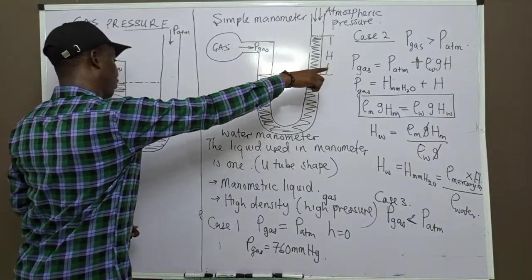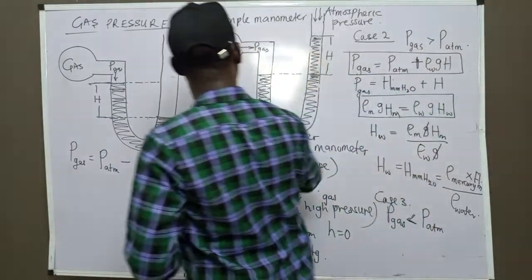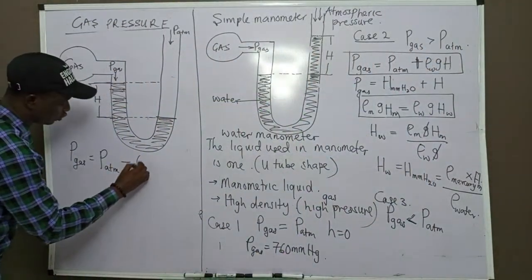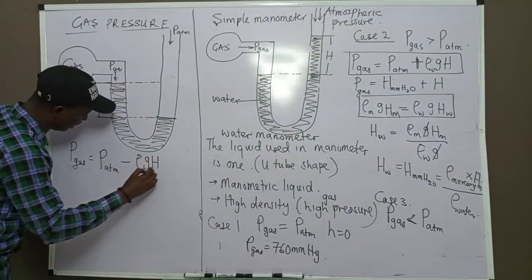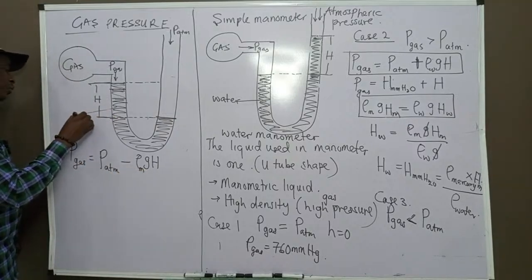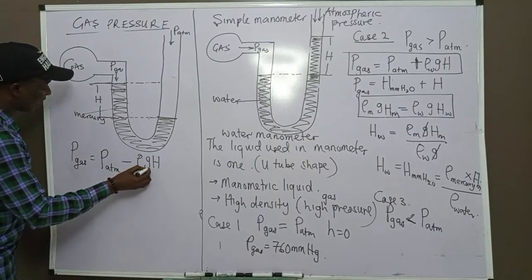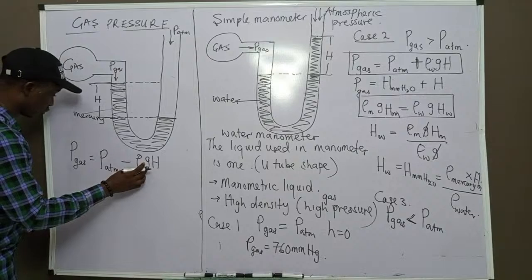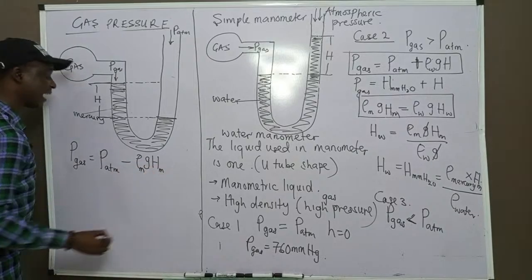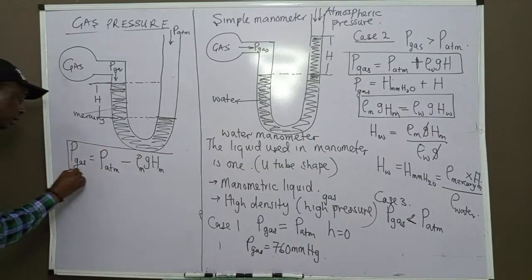See where we used plus in the first equation. But in the second equation we are using rho g h. Let's say mercury is being used, for example. If it's mercury, it will be direct and straight: density of mercury, acceleration due to gravity, then the height of the mercury in that particular U-tube. So it will be minus here.